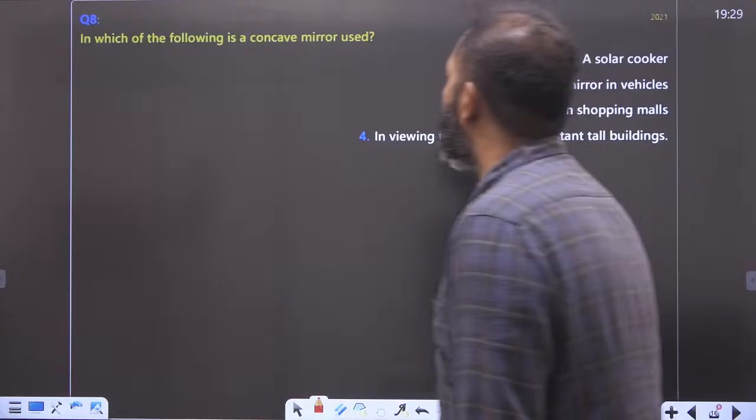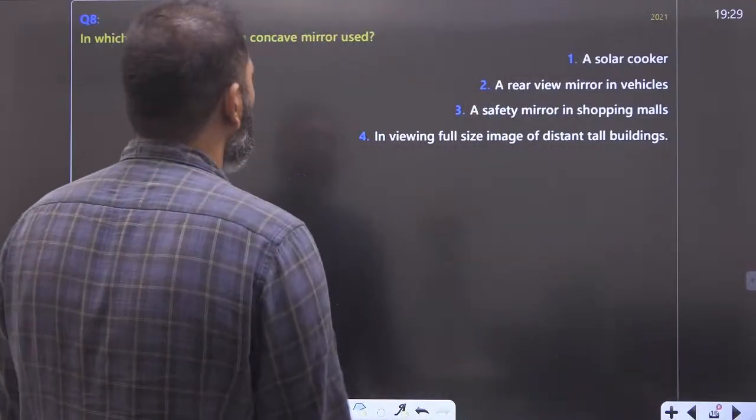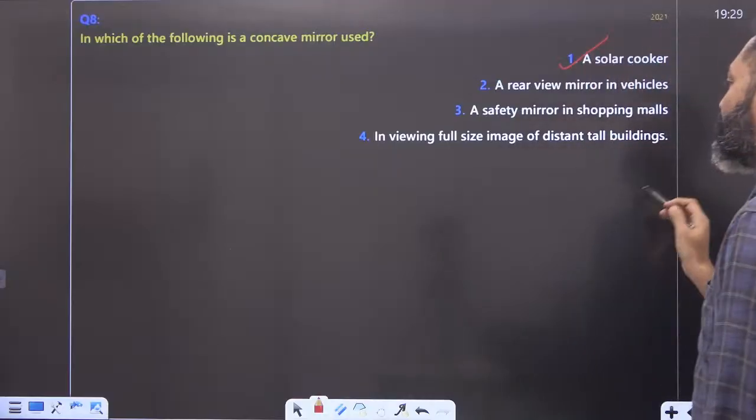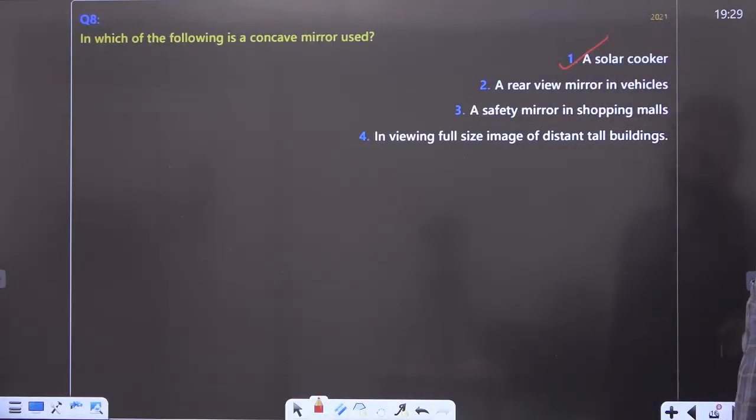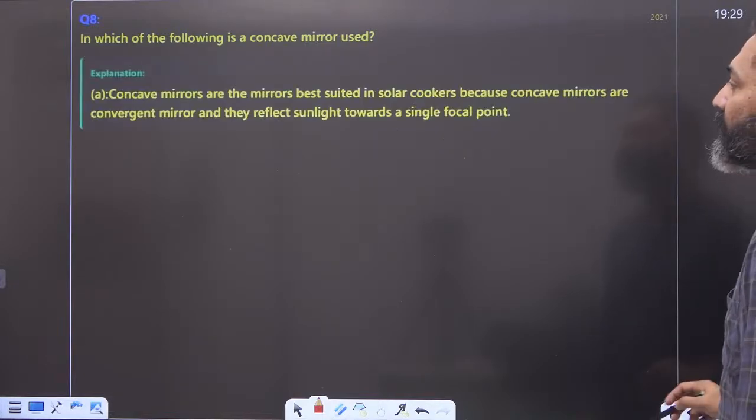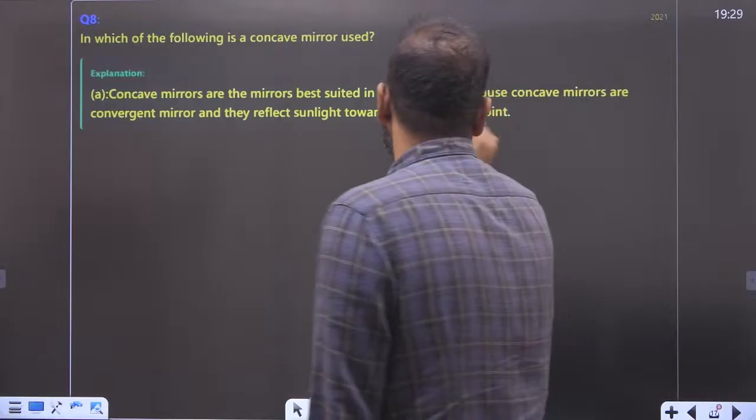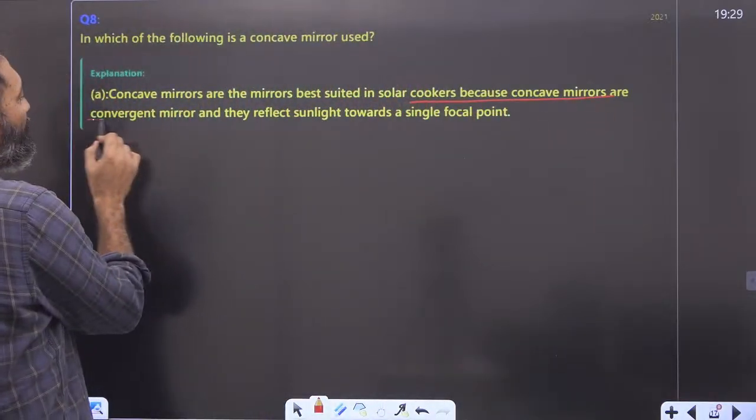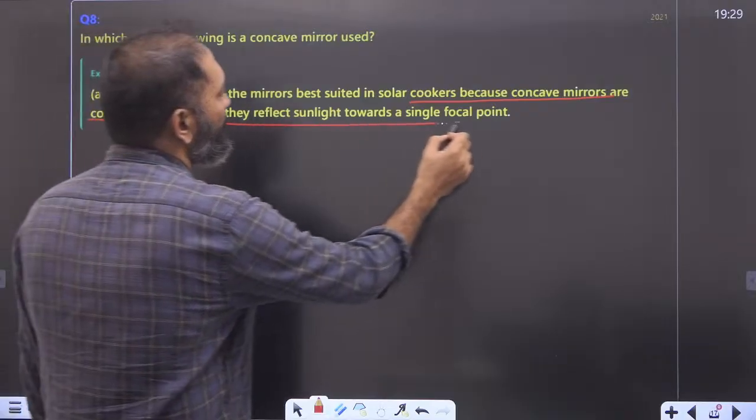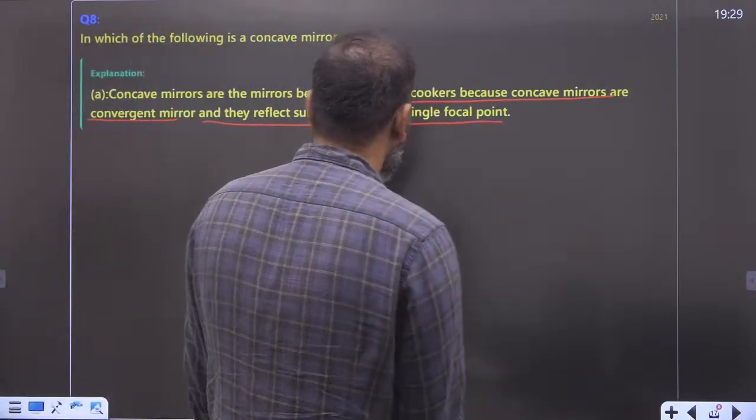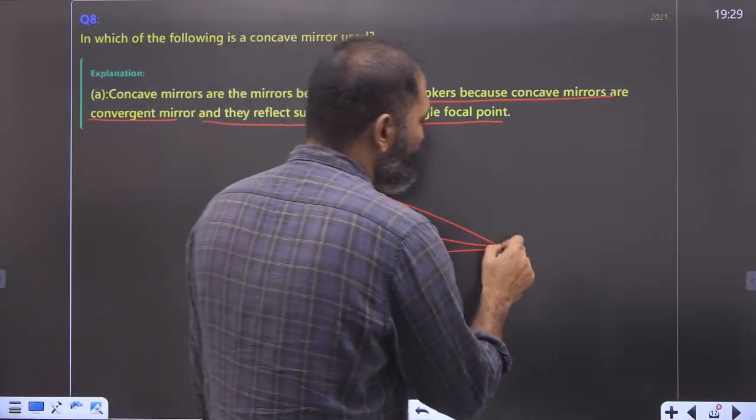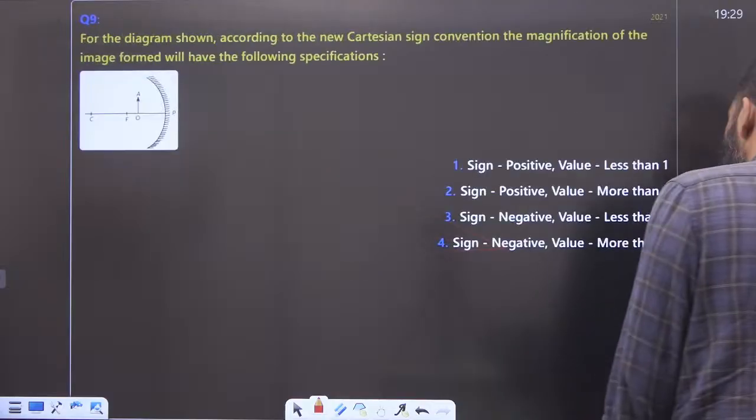In which of the following is a concave mirror used? Solar cooker, the first option is the right answer. Rear view mirror is a convex mirror. Safety mirror is not a full view mirror. Concave mirrors are best suited in solar cookers because concave mirrors are convergent mirrors and they reflect sunlight towards a single point. So a solar cooker focuses all the light to a single point, so there will be maximum heat at this point.